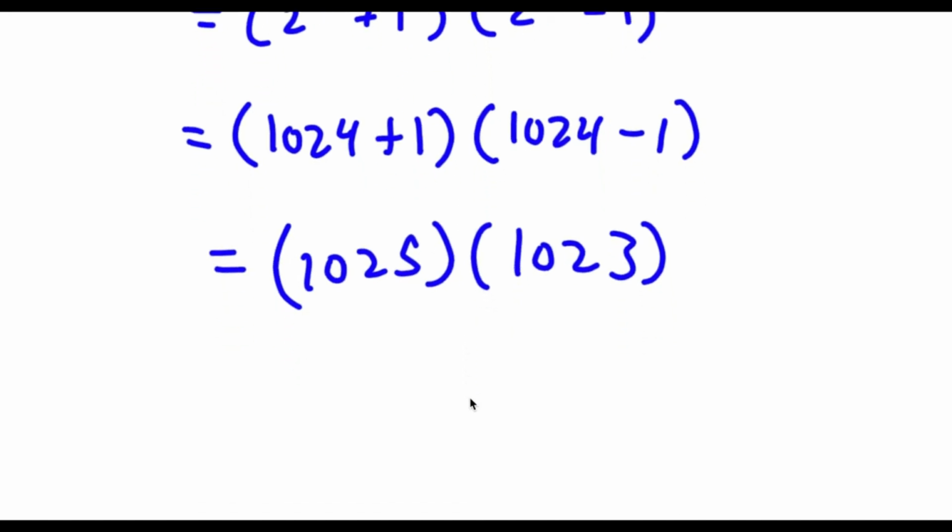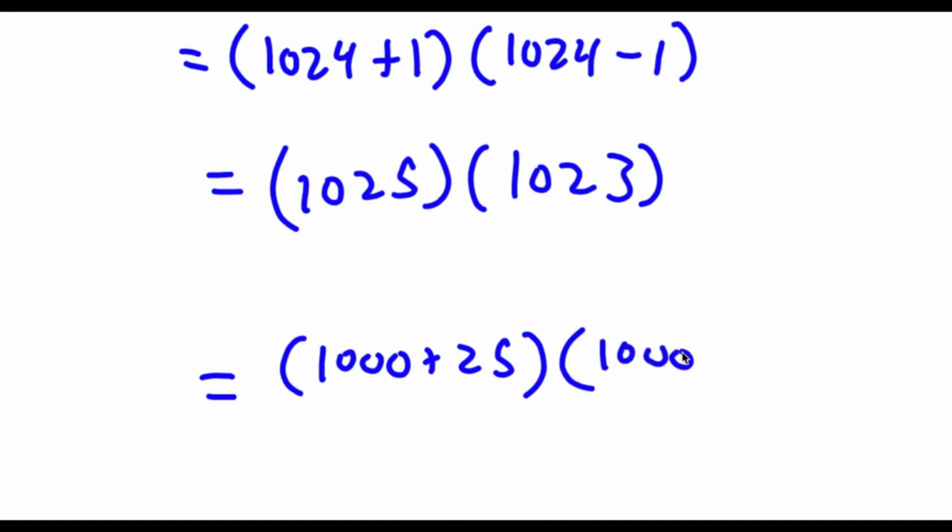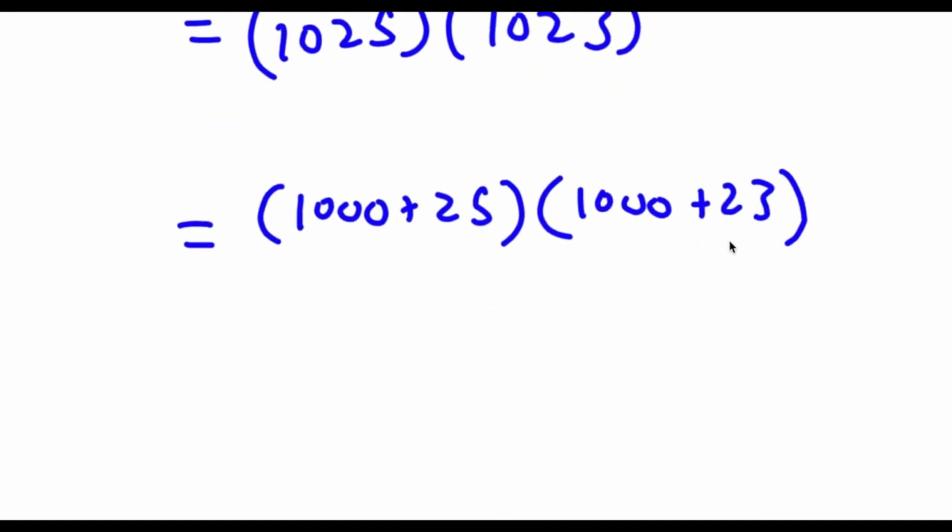So now, let's go ahead and evaluate this. First off, to make this simpler, we can rewrite 1025 as 1000 plus 25, and 1023 as 1000 plus 23. So now we have 1000 plus 25 times 1000 plus 23. To solve this, I'm going to start by distributing the 1000.